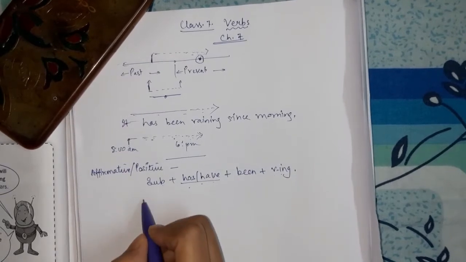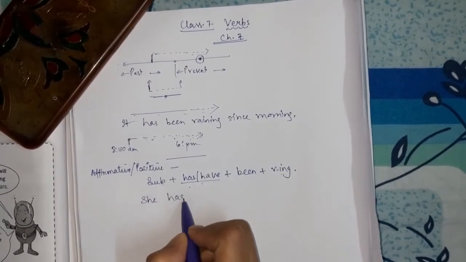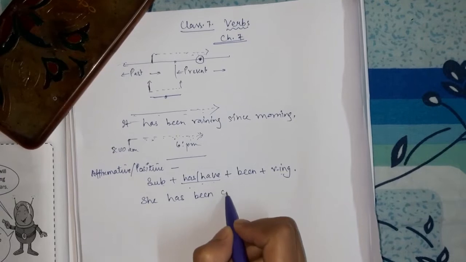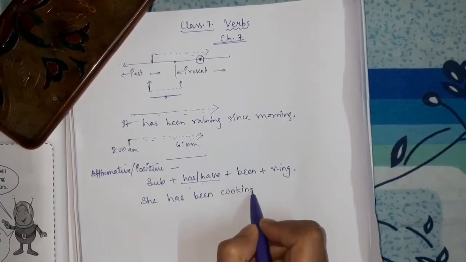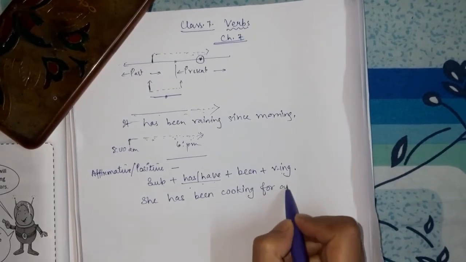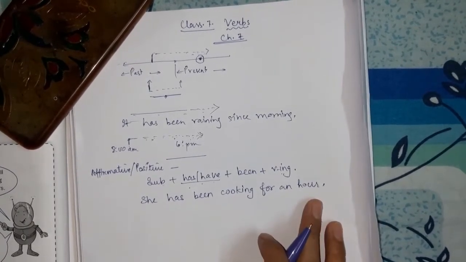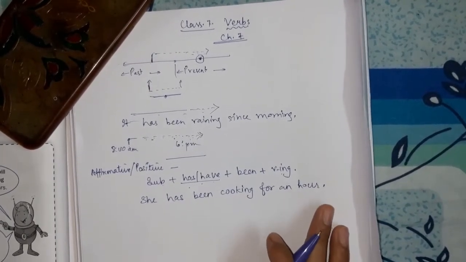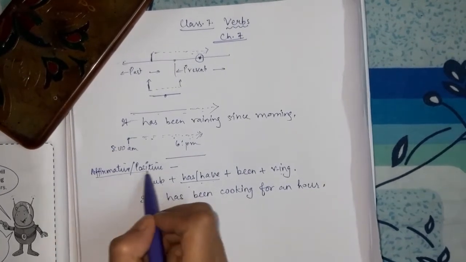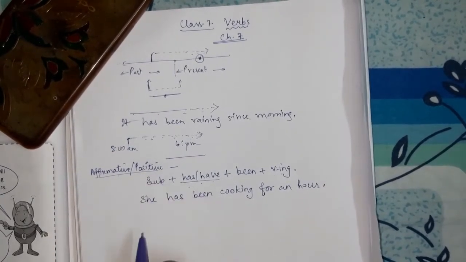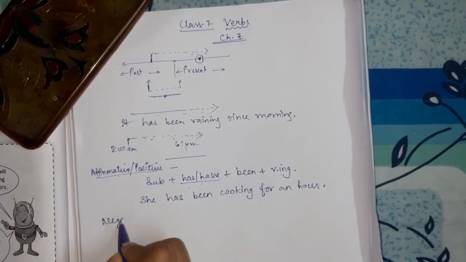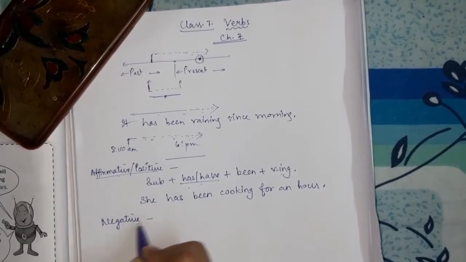For example, she has been cooking for an hour. So this is the example of a present perfect continuous positive sentence. Positive sentence means affirmative sentence. Okay, both are the same.